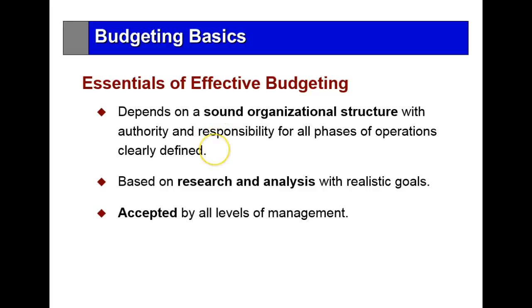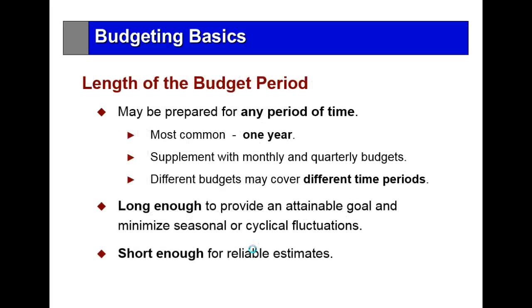Essentials of budgeting. Of course, great organizational structure with solid management is really a nice thing. And the key here, though, I think effective budgeting has to begin with realistic goals and that everyone buys into the budget. That's important. The budget period is generally prepared for a one-year period. You can have monthly or quarterly budgets, but generally speaking, we're going to deal with one-month periods or one-year periods. It's got to be long enough to have some goals to be attained, and yet short enough so the estimates that we're determining can be fairly true to form.